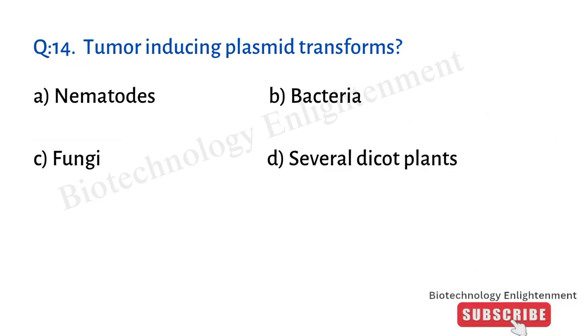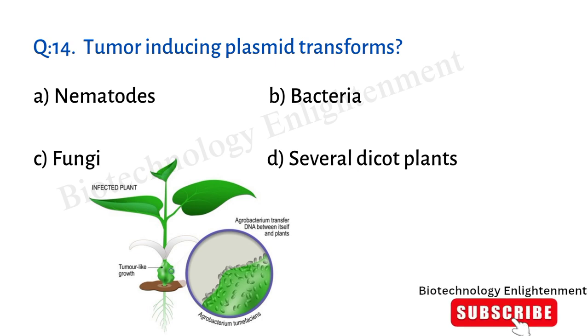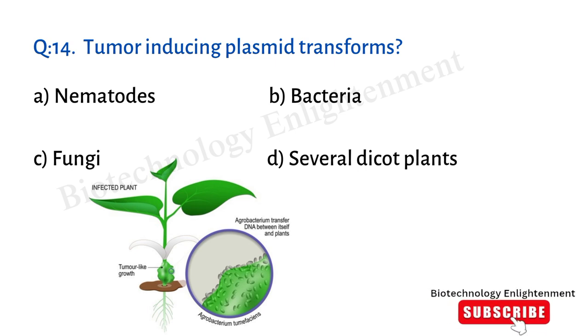Question number 14. Tumor inducing plasmid transforms option A nematodes, option B bacteria, option C fungi, option D several dicot plants. So the tumor inducing plasmids generally transform plant cells because the TI plasmids are found in the soil bacterium known as Agrobacterium tumefaciens. When this bacterium infects a plant, it transfers a piece of DNA from the TI plasmid, called tDNA, into the plant genome. This transferred DNA disrupts the plant's normal growth and development, leading to the formation of tumors, which are called crown galls. So the correct answer for this question is option D.